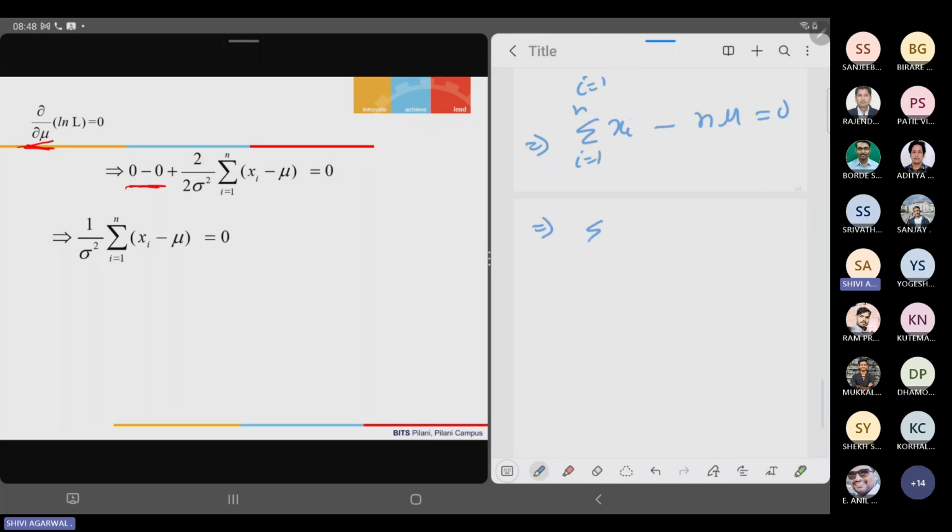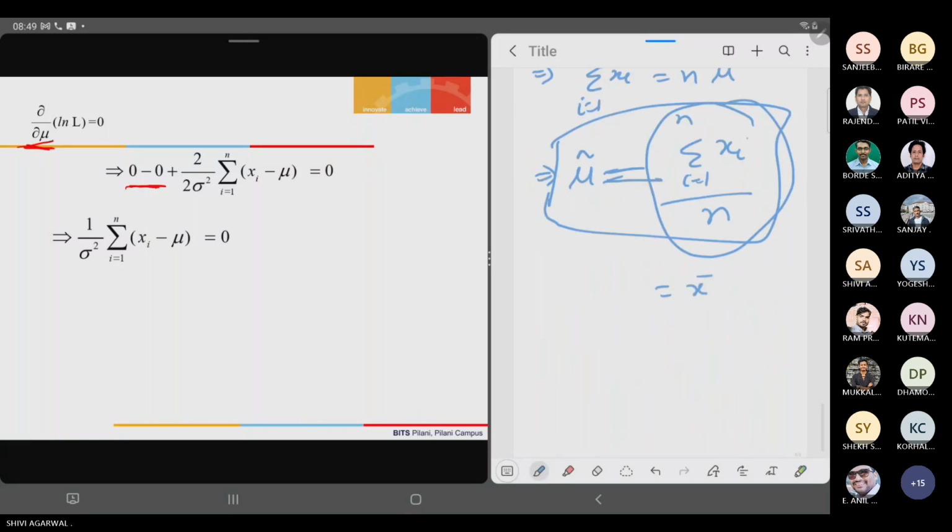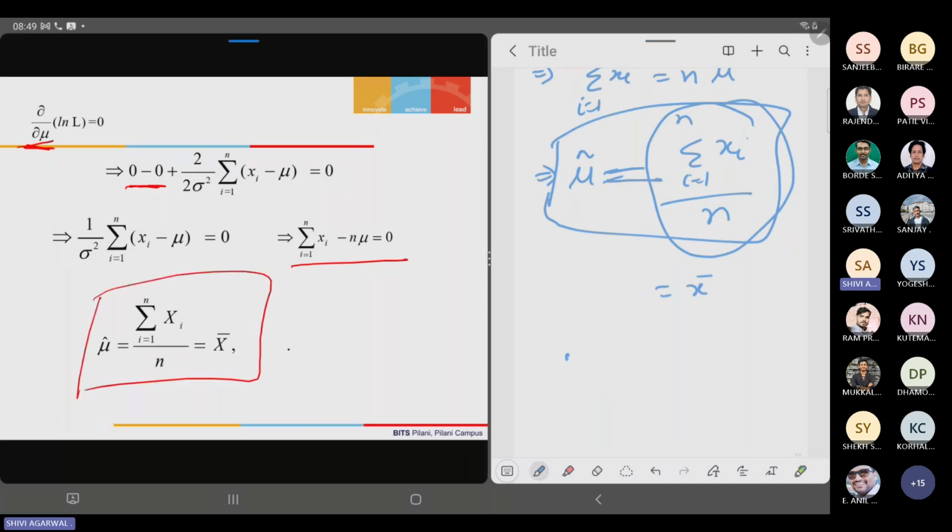So summation of i equals 1 to n xi is equal to n μ. And from that we can say μ is equal to summation i equals 1 to n xi upon n. And then when we use the equal sign, it becomes μ hat, and this is the estimator. Which formula is this? That is x bar. Okay. So μ hat is equal to x bar.